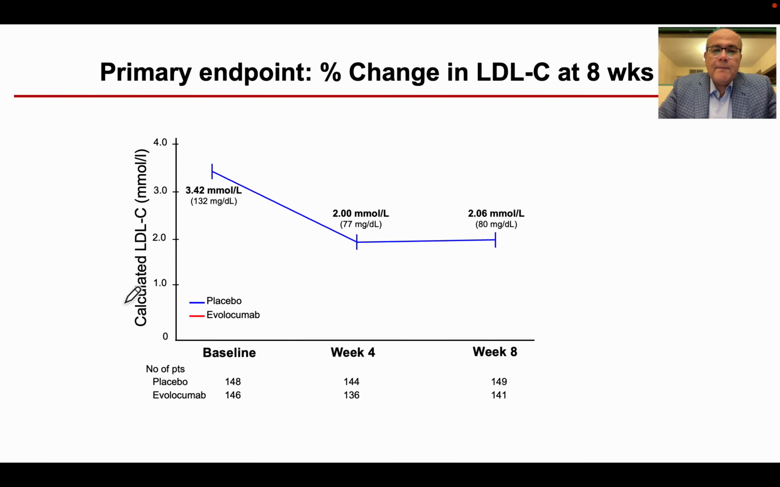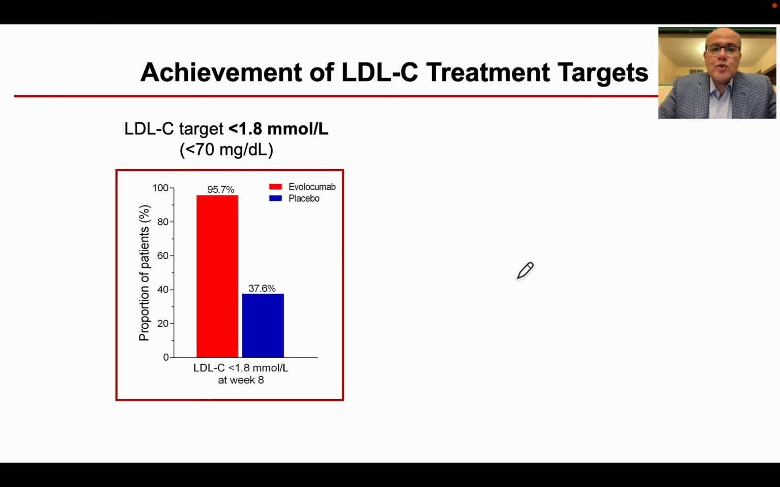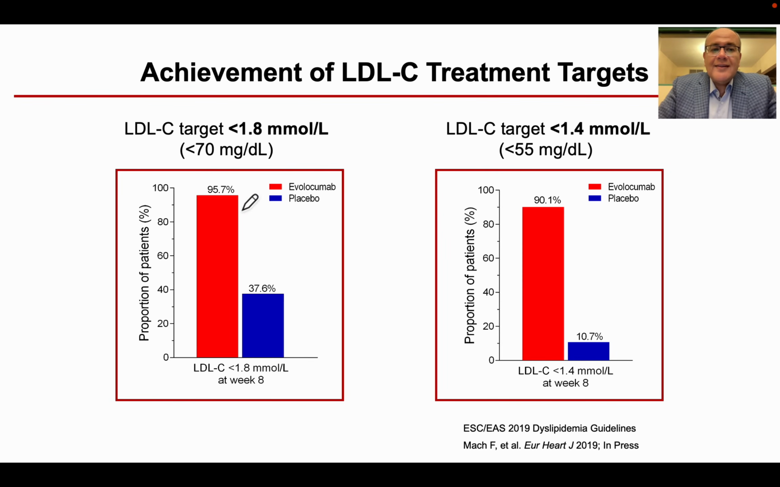So what did we see? In the placebo, because they were given a statin, there was roughly 35% reduction from the baseline. But when statins were combined with evolocumab, we found a 77% reduction from the baseline. How did that reflect on achieving the target? Those who were given evolocumab were very likely to achieve the target. 95% could achieve the target, and 90% could achieve a more ambitious target of less than 1.4.